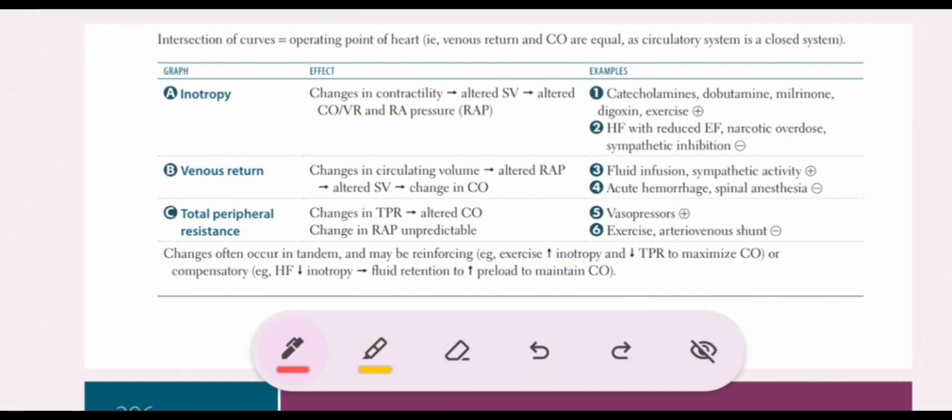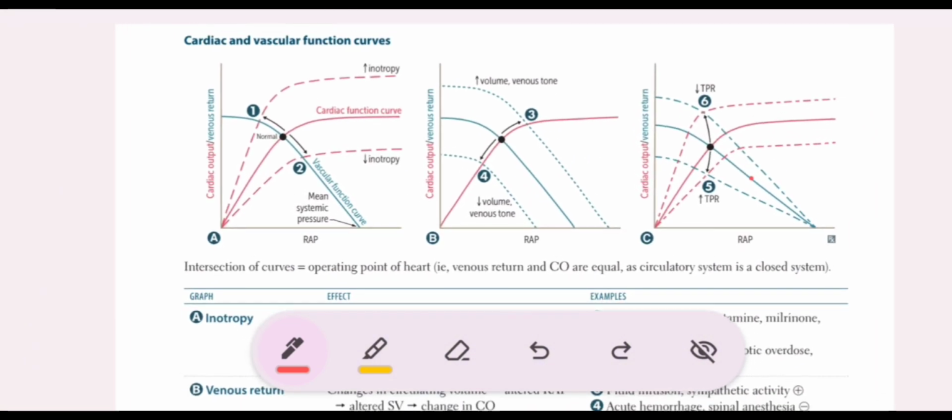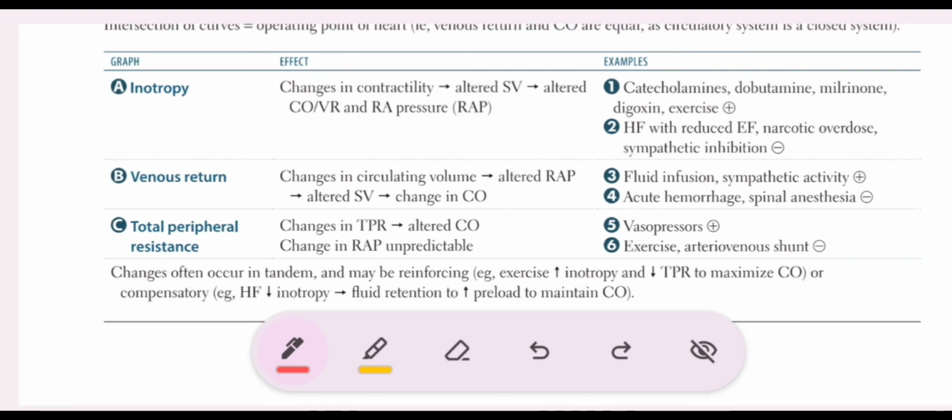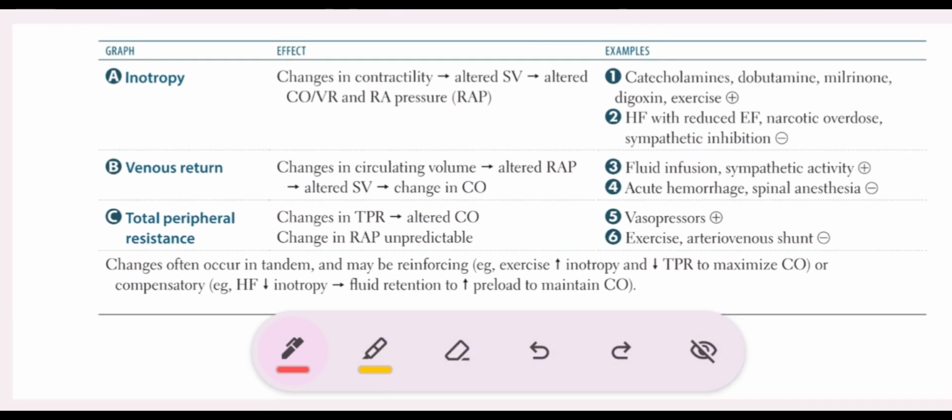So today we are going to study the cardiac and vascular function curves. First of all, you need to be aware of the concepts of inotropy, venous return, and total peripheral resistance. So inotropy is the changes in contractility. That is, inotropy is a change in contractility of the heart, which ultimately defines the stroke volume and the cardiac output and venous return and right atrial pressure.